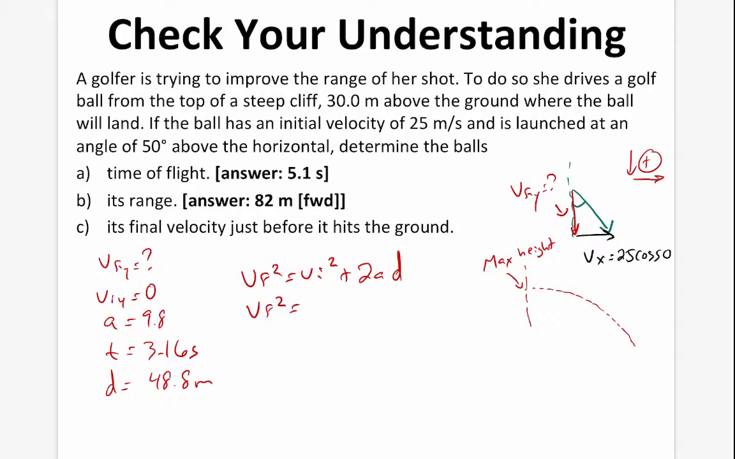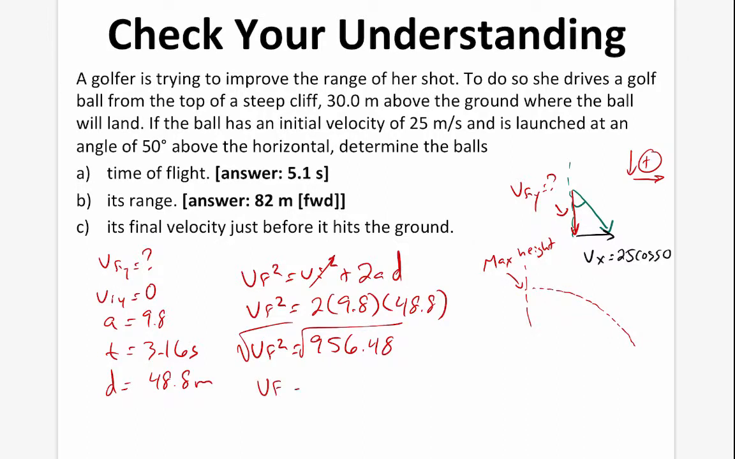Vf squared is the question. Vi squared is 0, right? 0 squared, plus 2 times 9.8 times 48.8. So we get Vf squared equals 956.48. We take the square root of both, and we get a Vf value of 30.93 meters per second. But we're not done yet, right? We need to find the hypotenuse, this guy right there. That is our final velocity.